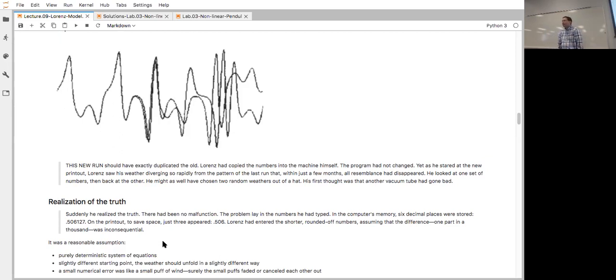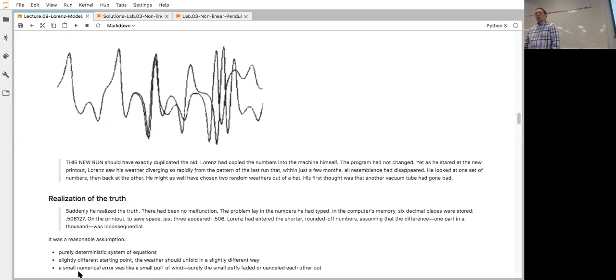Now, this was a reasonable assumption. It's a deterministic set of equations. There's no random variable anywhere in here. With a slightly different starting point, the weather should unfold in a slightly different way. The small numerical error was like a small puff of wind. And surely small puffs have to fade out and all cancel each other.